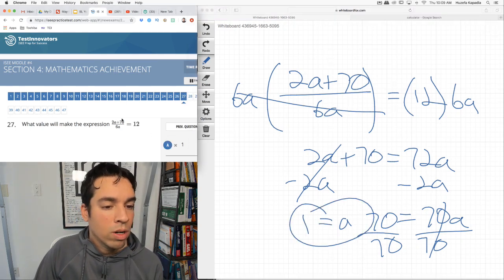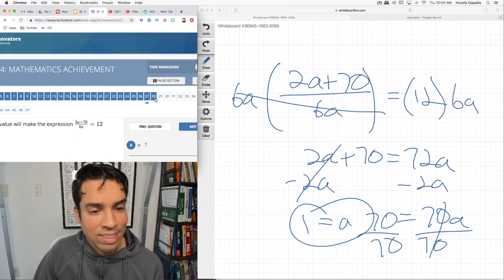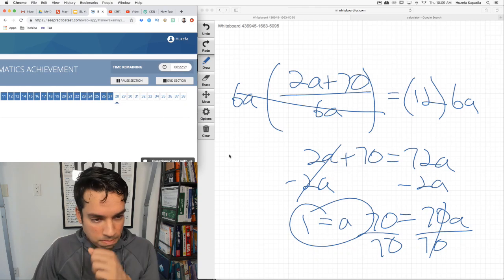And then if you want to make sure, remember, at the end, plug this back in for a, replace a with 1, and it's like 2 plus 70 is 72, divided by 6 times 1, which is 6. 72 divided by 6 is indeed 12. You know you got the right answer.